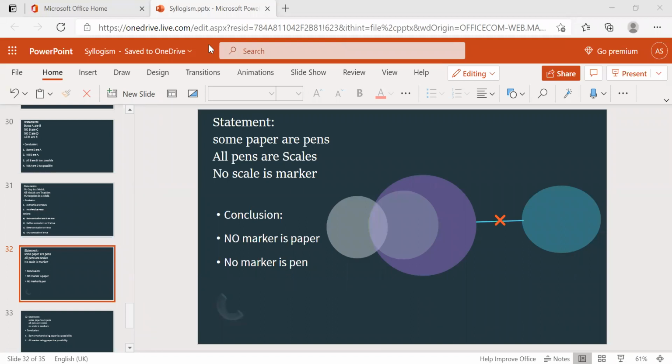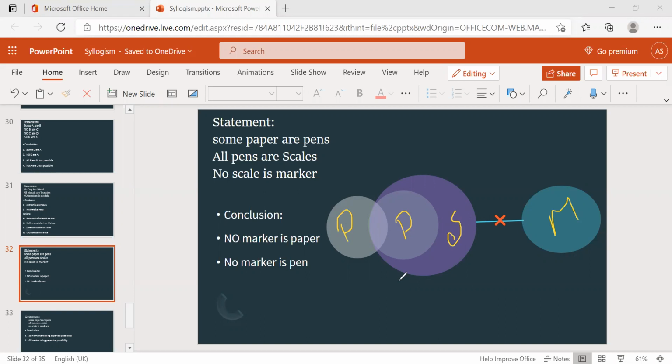Now, what is this? Paper. What is this? Pen. What is this? Scale. Okay, and this is marker. Is it clear? Now, the Venn diagram is over. Now, first go to the conclusions. Which one is correct and which one is wrong?